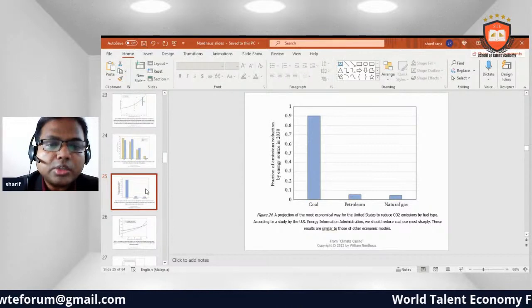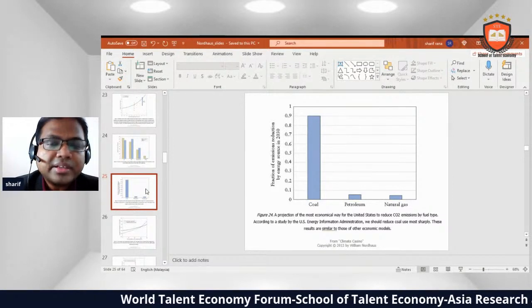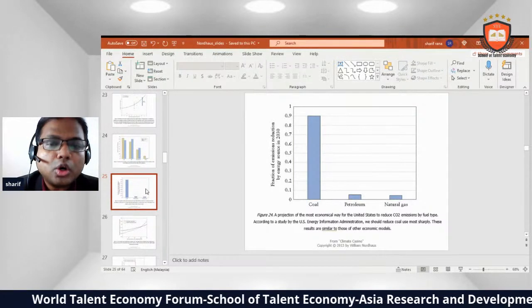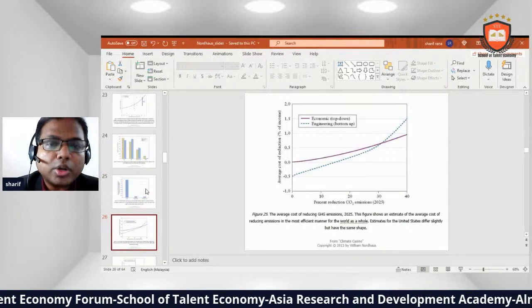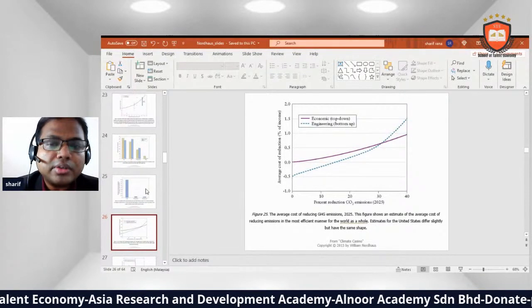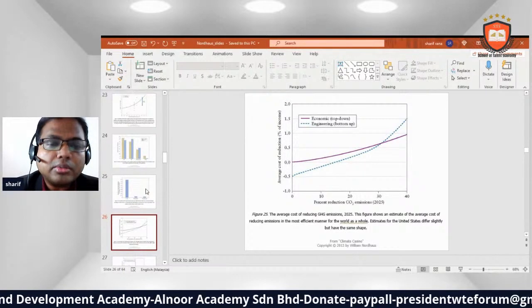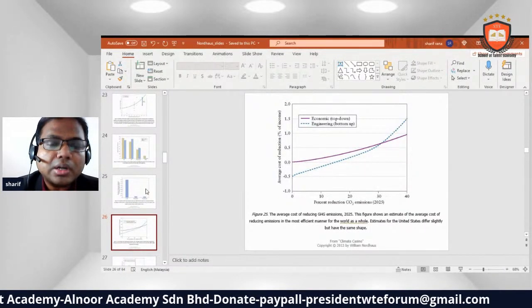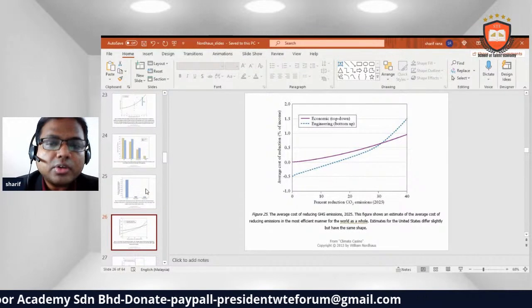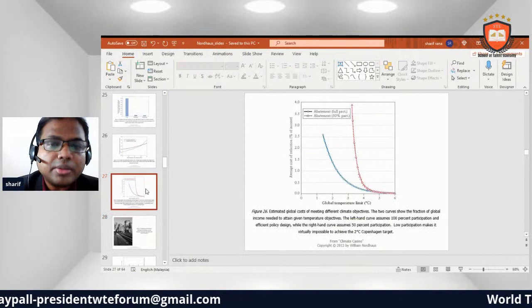According to a study of the US Energy Information Administration, we should reduce coal use more sharply. These results are similar to those of the other economic model. The average cost of the reduced GHG emissions in 2025: the figure shows estimates of the average cost of the reduced emissions in the most efficient manner for the world as a whole. Estimates for the United States differ slightly but have the same shape.